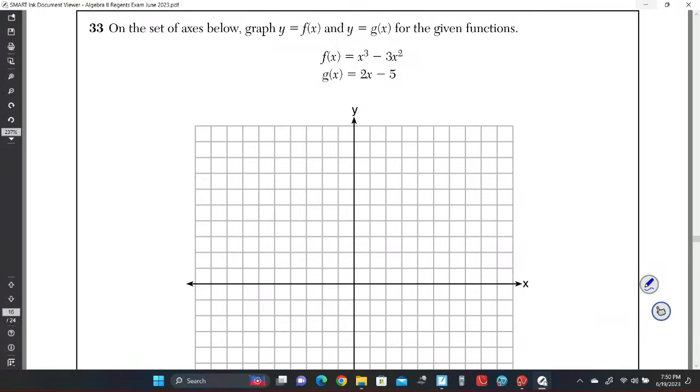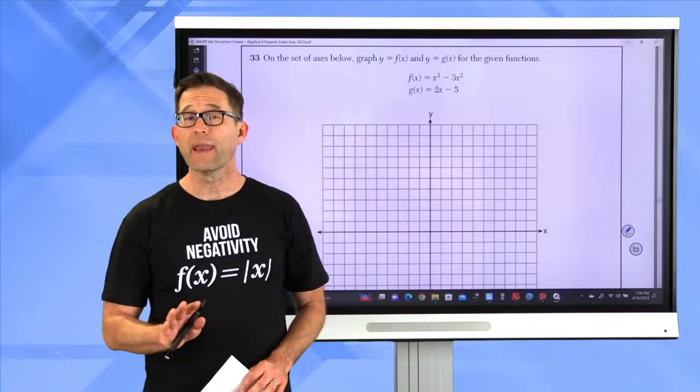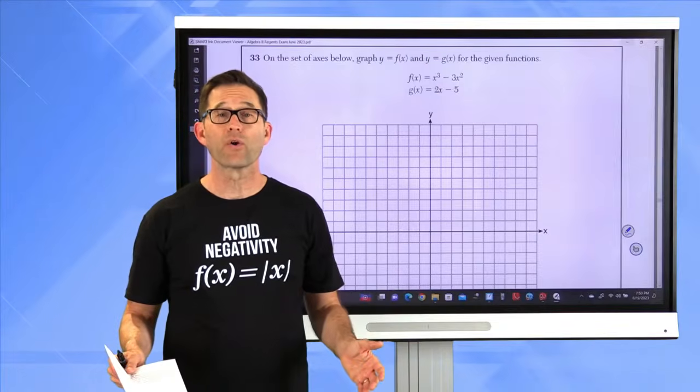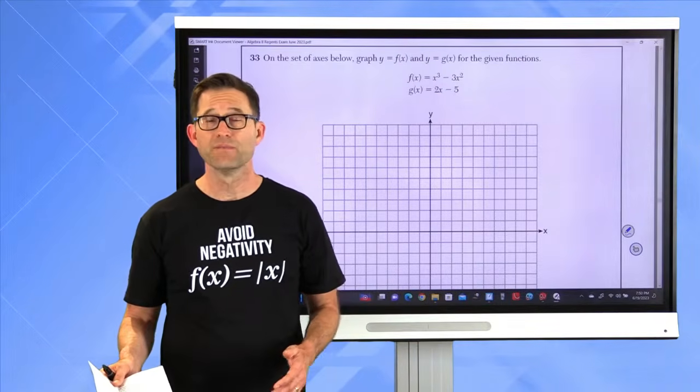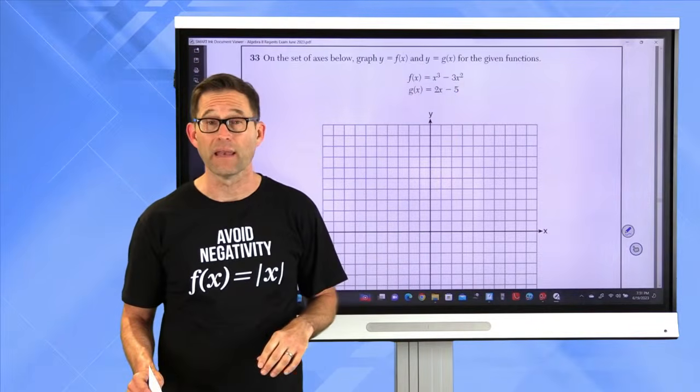On the set of axes below, graph y equals f of x and y equals g of x for the given functions. f of x equals x cubed minus 3x squared, and g of x equals 2x minus 5. Now we want to make as accurate a sketch as we can, which means ultimately we are going to create xy tables. Maybe we only really need one for f of x. g of x, after all, is a line.